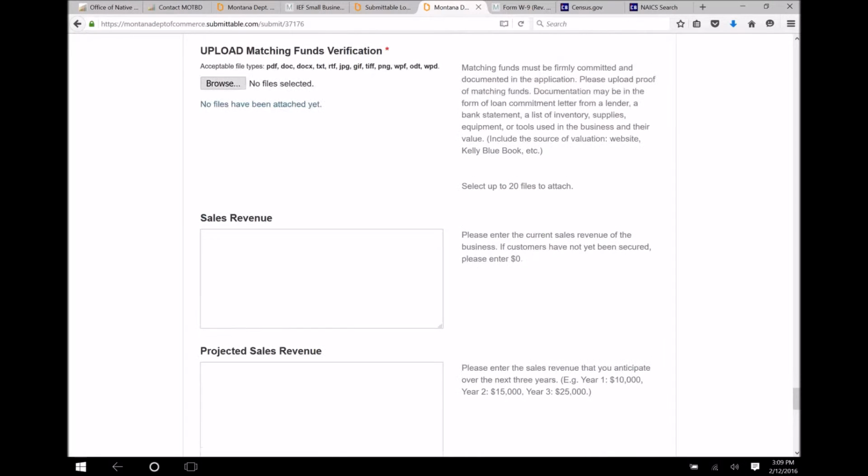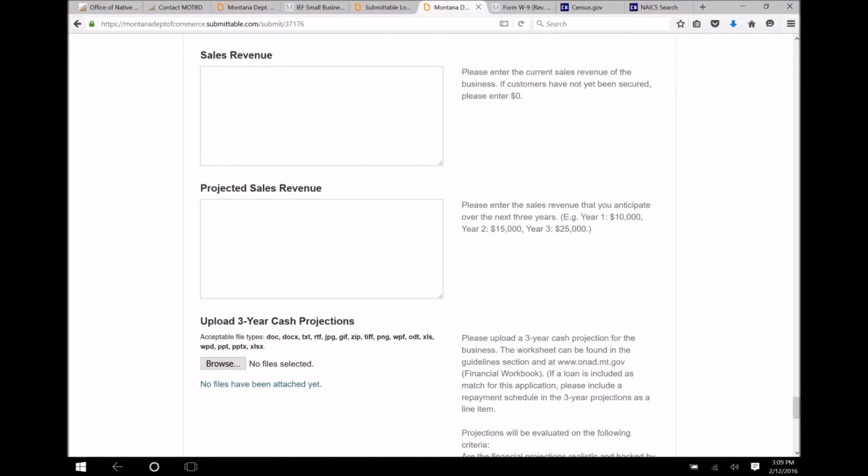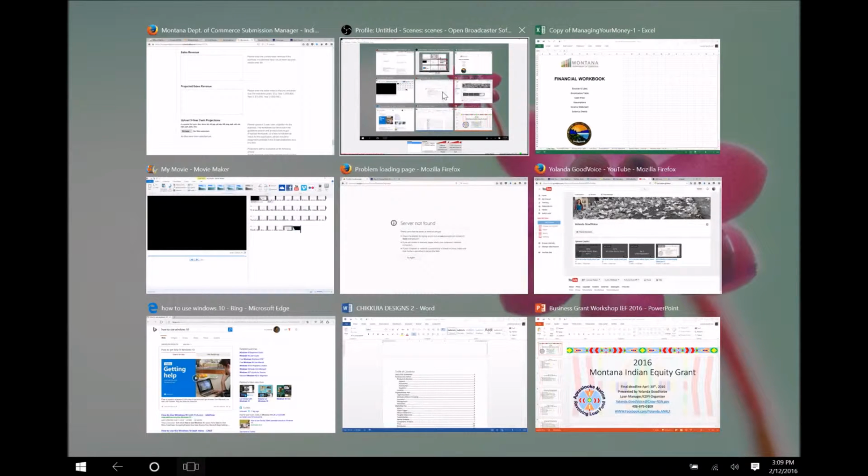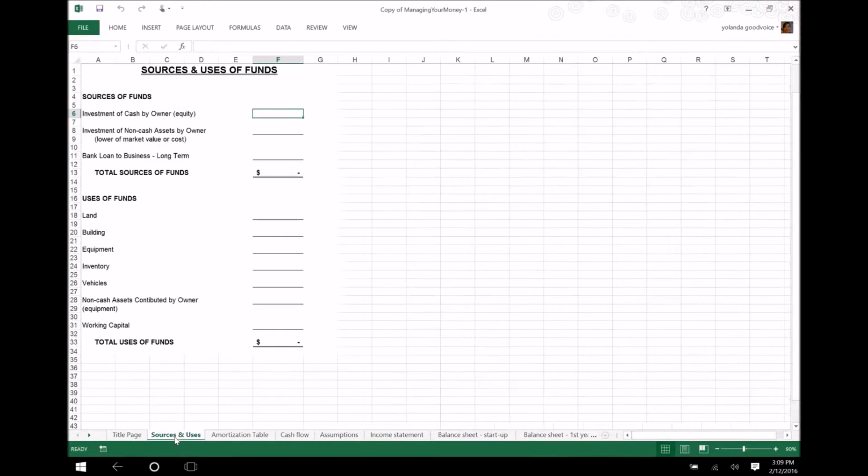The next section is sales revenue. These are definitely directly related to the managing your money financial workbook. This is the one that I just showed you where to download higher up in the guidelines. The sources and uses: I'm going to go over this section and then we'll go back to the Submittable application.